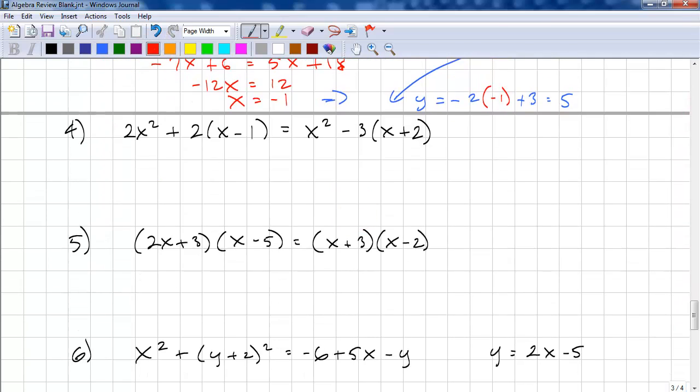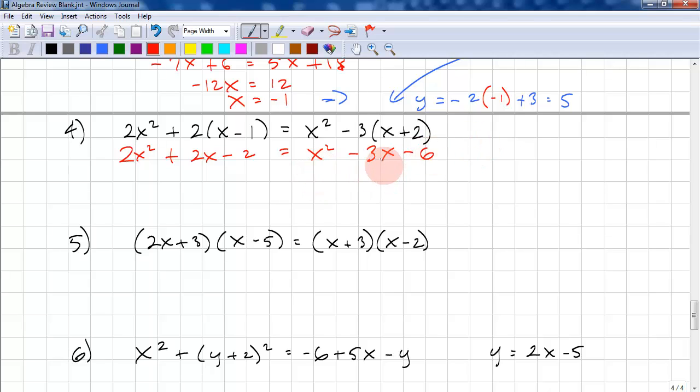Okay, let's look at solving some polynomial problems, specifically quadratics. We have 2x squared. We need to expand this. This is 2x minus 2. We have negative 3x minus 3 times positive 2. That's negative 6.